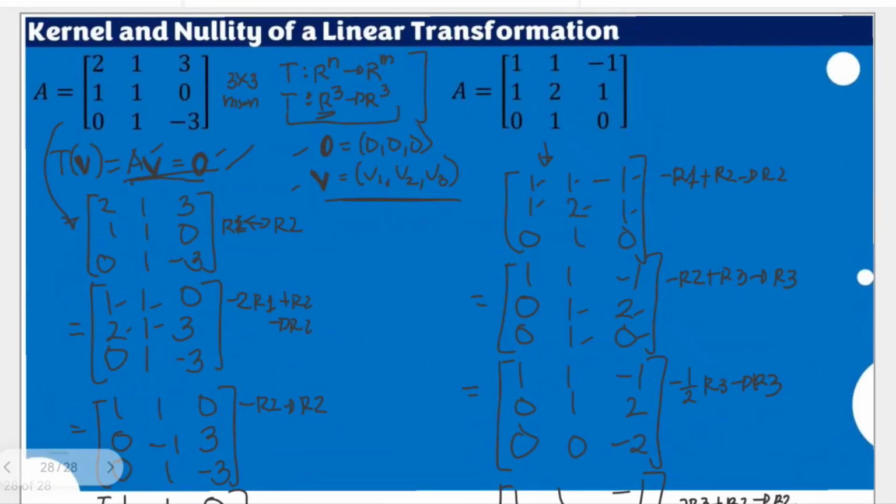So this is how we solve the kernel and nullity of linear transformation involving 3 by 3 matrices.